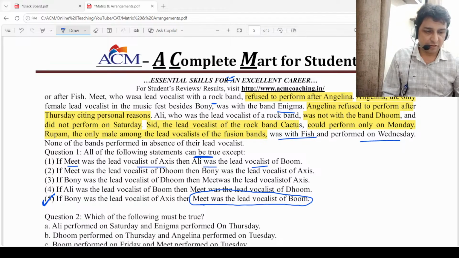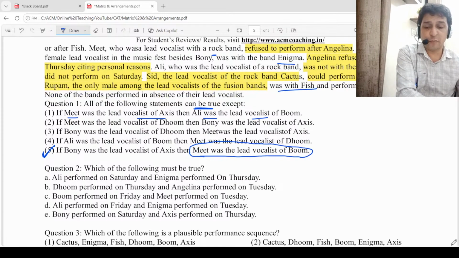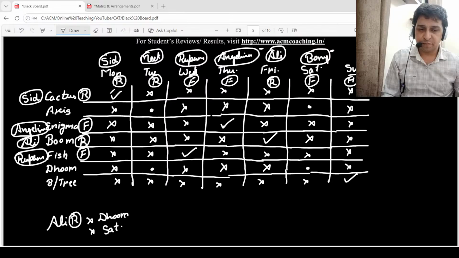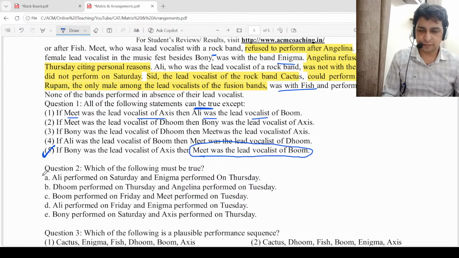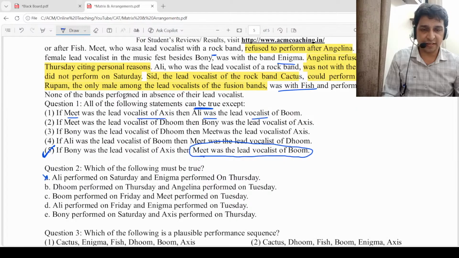The next question which we have, it says, which of the following must be true? Ali performed on Saturday and Enigma performed on Thursday. Now Ali performed on Saturday, not possible. This is not true. Dhoom performs on Thursday, Angelina on Tuesday. No, Angelina is going to perform on Thursday, not on Tuesday.